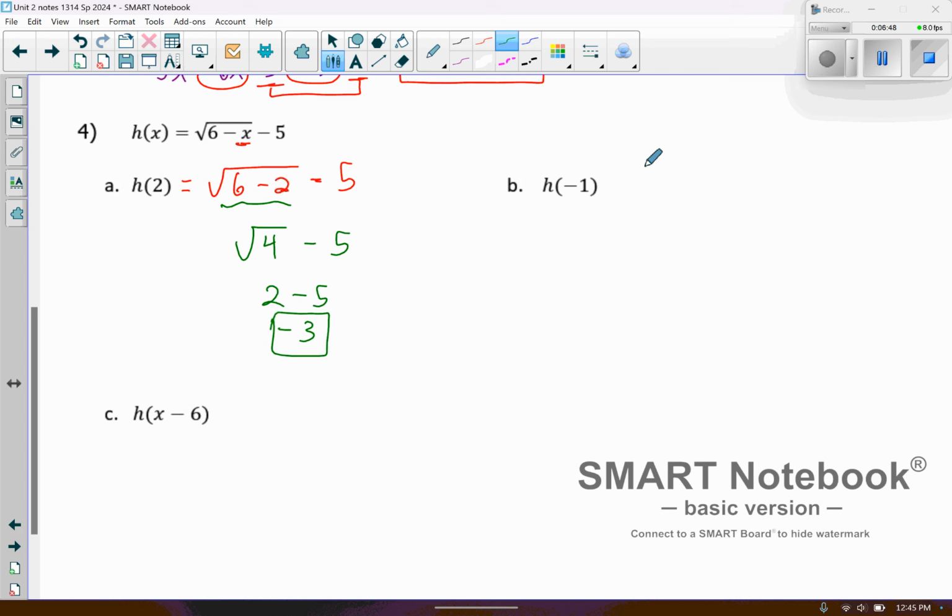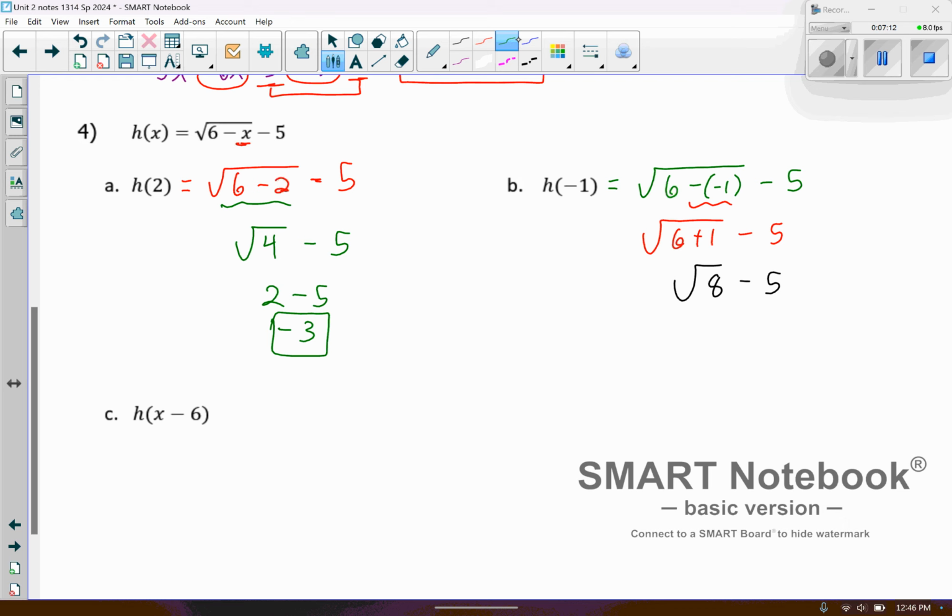Okay, the next one, we have a negative 1. So we're going to get the square root of 6 minus negative 1. And then that minus 5 on the outside right there. Those double negatives will turn into addition. So square root of 6 plus 1, take away 5. So we're going to end up with the square root of 8 minus 5.